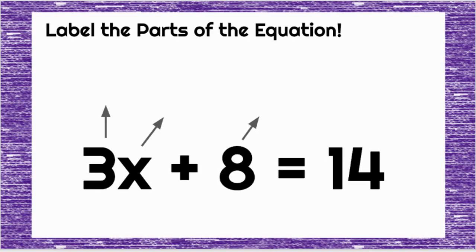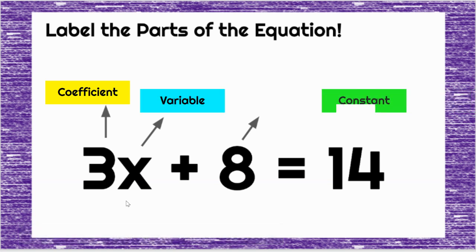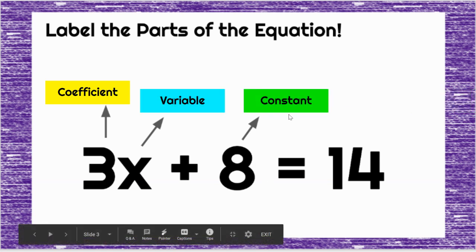Okay, so let's label the parts of the equation. We've been working on this. That 3, I notice, is connected to the x. That tells me that the 3 and the x are multiplying. That's one thing I know. And the 3 is the coefficient. Well, x is the unknown amount. It's a letter standing in for an unknown amount, so we call that the variable. And this one all by itself is the constant. Remember, the number all by itself, that number 8 is always going to be 8. It's constant. It doesn't change.